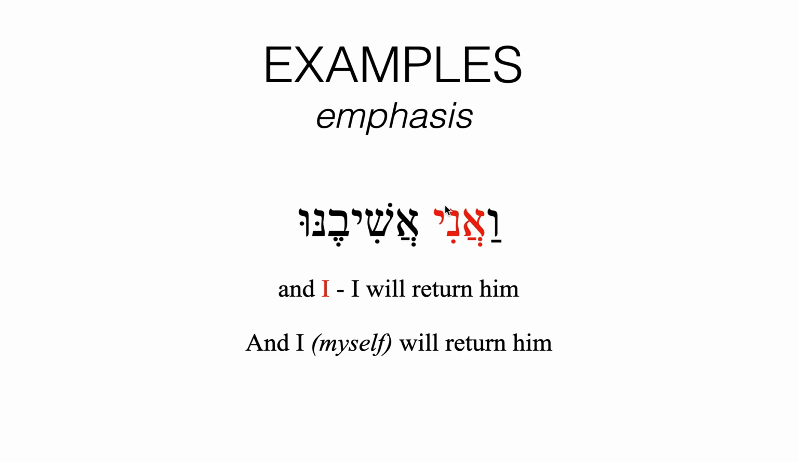I is there twice. Why is I there twice? It is for emphasis. In English, you can use something like myself. If you want, you can use bold letters, or if you are speaking, you can just emphasize. You can say that I louder, and I will return him.